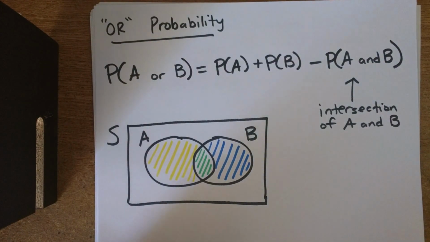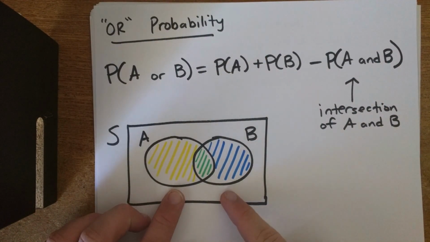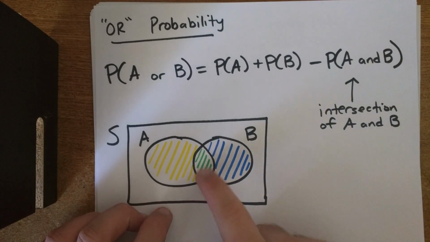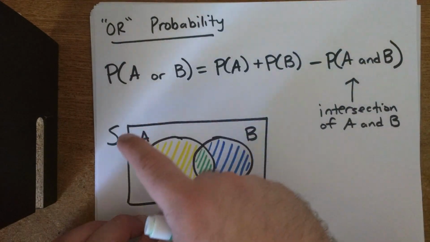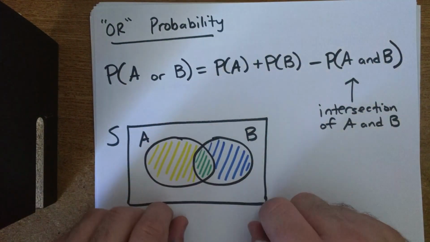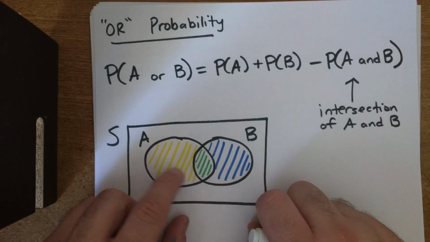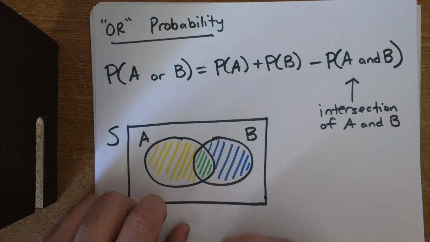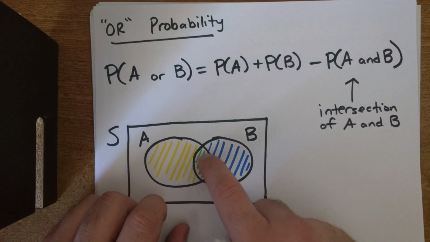So what I did was I used colors, and we know that when we mix yellow and blue, we make green. And that's what the intersection of A and B shows right here. So this is your sample space, S. And all your probabilities lie within the sample space. Some of the probabilities lie within A, some lie within B. Some of the probabilities, however, lie between A and B.